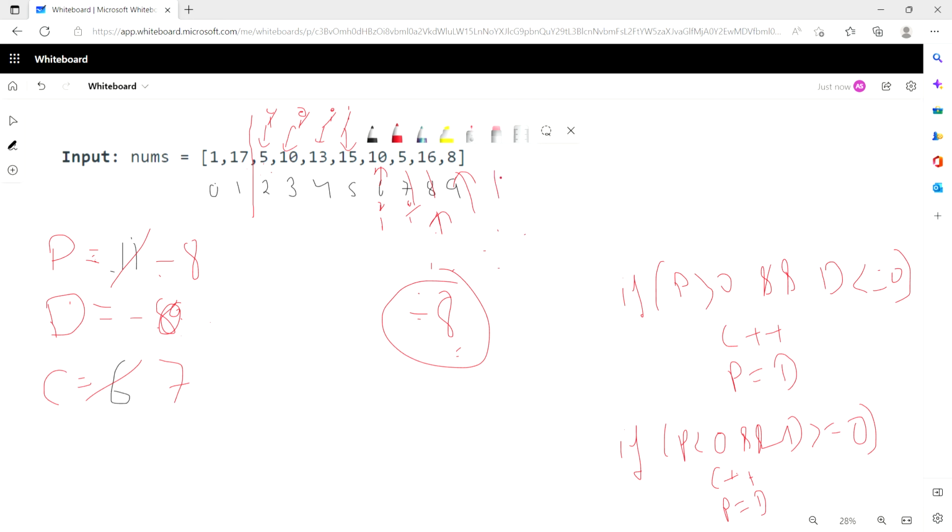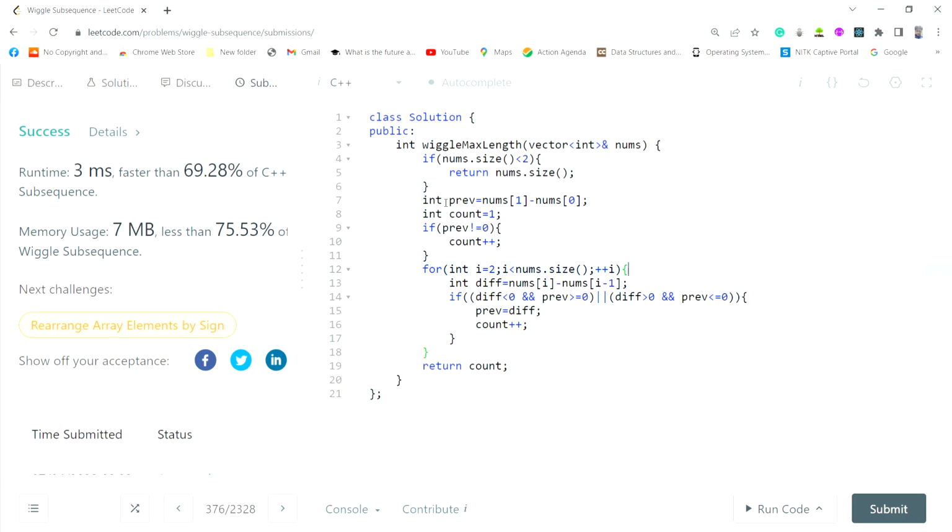So I reaches the end of the array. So we stop here and we return that count as 7. The answer is 7. So let's see the implementation. As I told you, if the size of the array is less than 2, either it's 0 or it's 1, it will return the size.